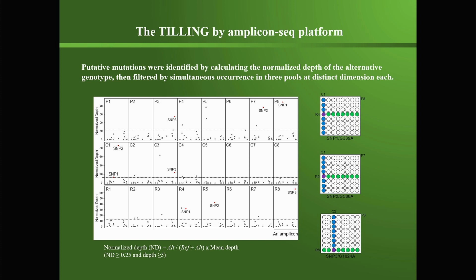Then, only those mutations that simultaneously occurred in 3 pools at distinct dimensions, the plate, the column, and the row, were acceptable. For example, the SNP1 was detected simultaneously in the pools P8, C1, and R4.